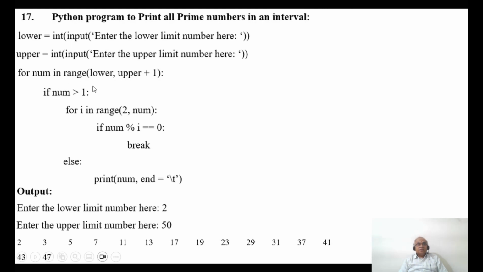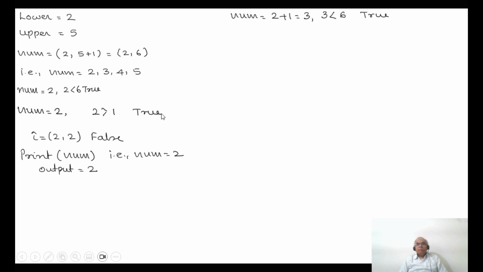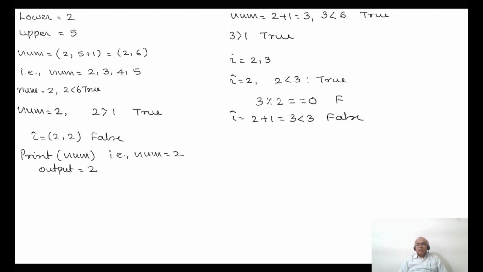Here, 3 is greater than 1. Yes. Then for I in range 2 comma 6. So that is what I am trying to do here. 2 plus 1, 3. 3 is less than 6. Condition is true. And 3 is greater than 1. Condition is true. Then I is equal to 2 comma 3. I is equal to 2. 2 is less than 3. Condition is true. 3 % 2 is equal to 0. Condition is false. Print num value. So what is the num value? 3. So output is 3.